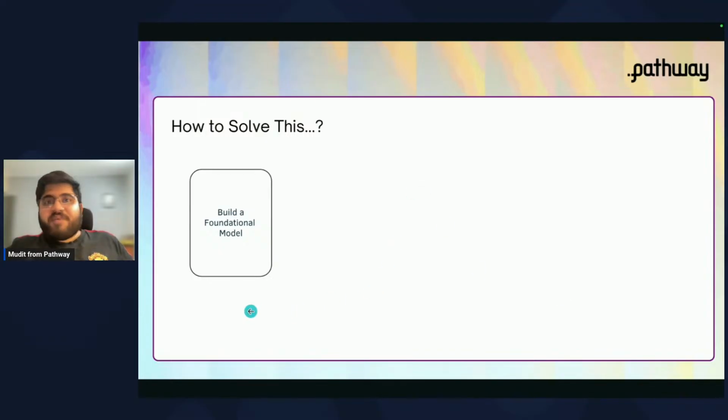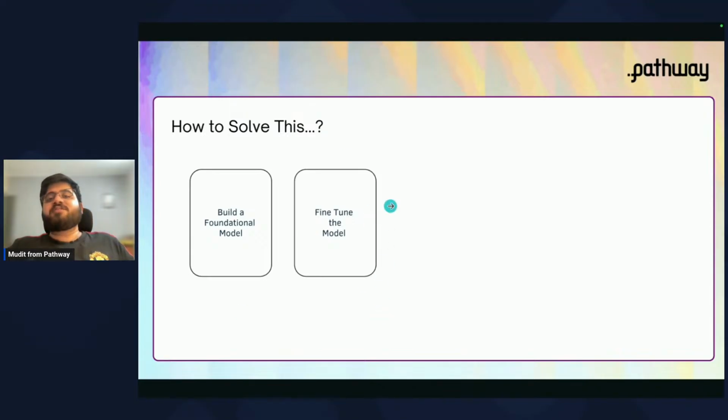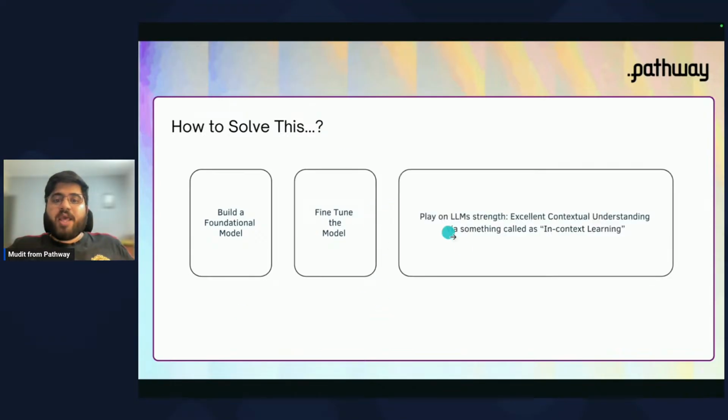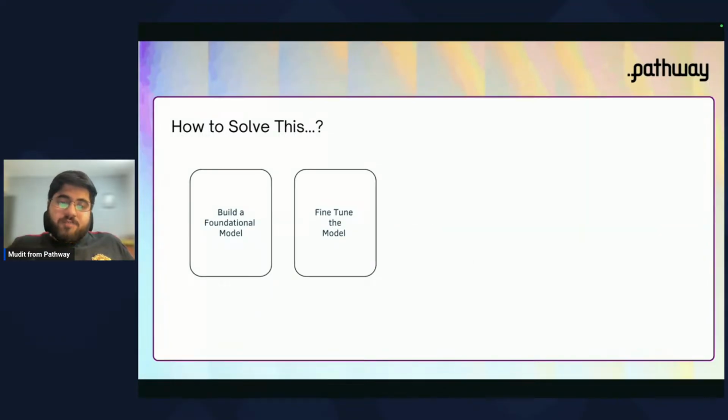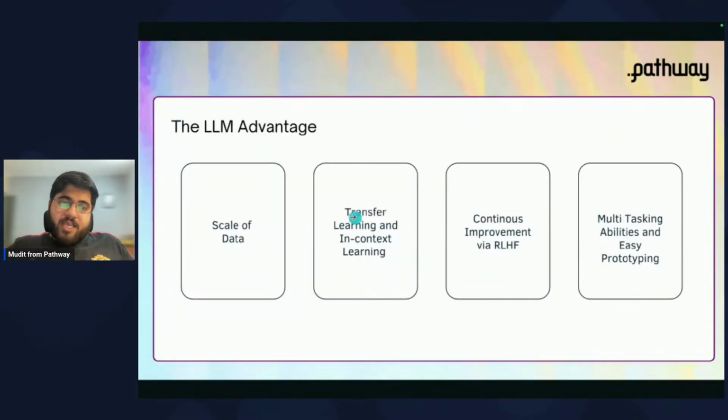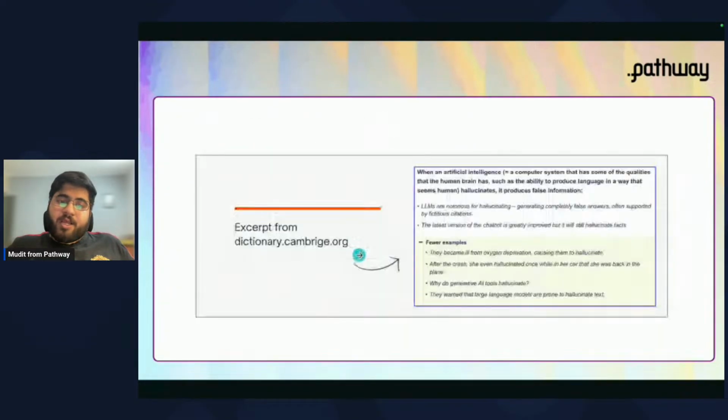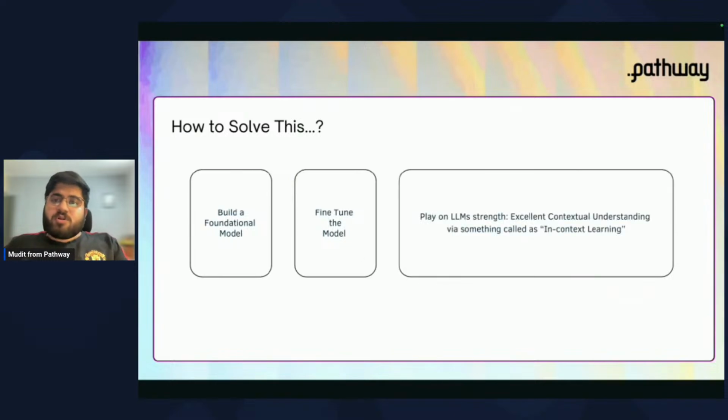First one is you can build a foundational model yourself. Okay, start from scratch, build a model. Second option is you can fine tune the model. Or the third one is you can play on LLM strengths, which is excellent contextual understanding, by something called in context learning. For example, if you just go back, here we saw the in context learning bit, right? Which is basically the ability of LLMs to learn something very nicely, to understand something nicely. Not learn is not the best word, but to understand something if you give it just the right context. Okay, so let's explore various options that I have listed here.